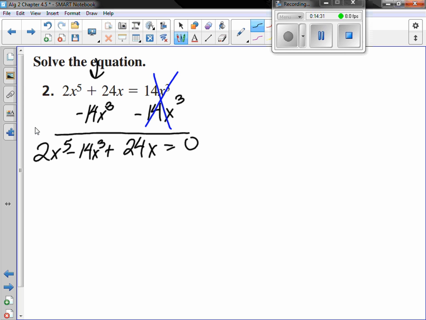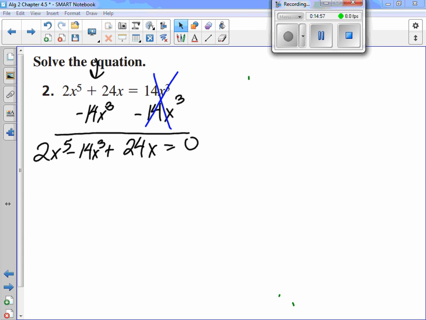So we end up just getting 2x to the 5th minus 14x cubed plus 24x. Now, whenever you move variables from one side to the other in these higher degree polynomial functions, write them in standard form. So you want to write them in order from greatest power to least power.